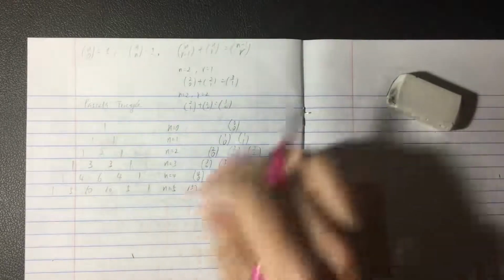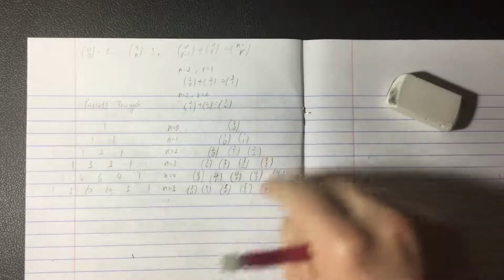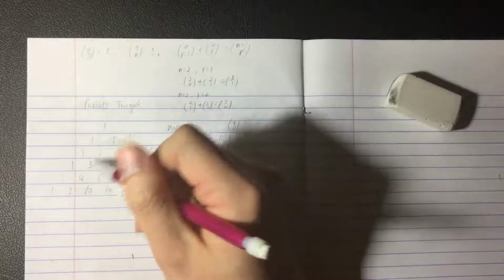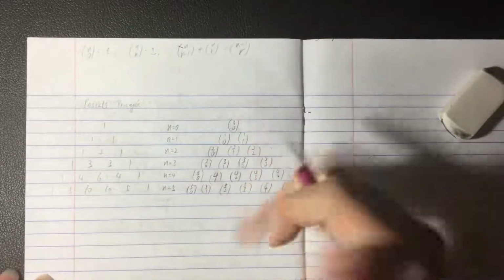That's the construction of Pascal's Triangle, and that's the theorem behind Pascal's Triangle. These three theorems allow us to add numbers to get the next row. Next, let's observe Pascal's Triangle.